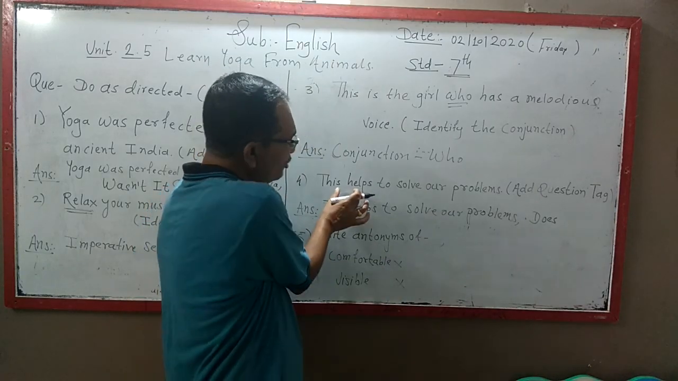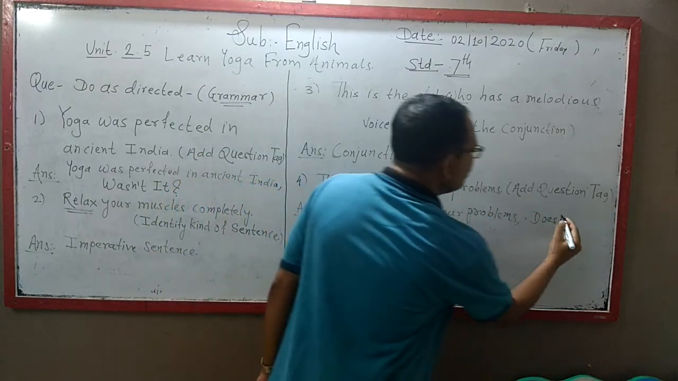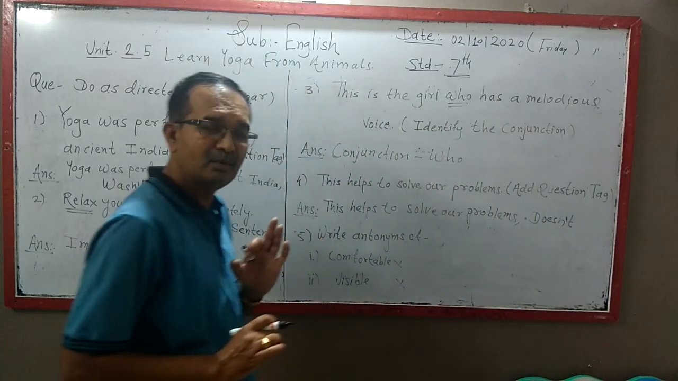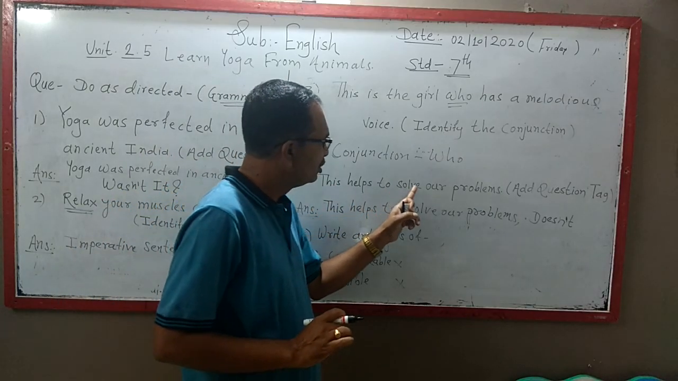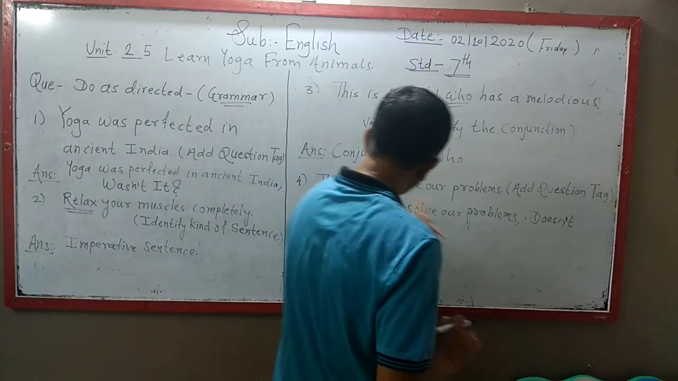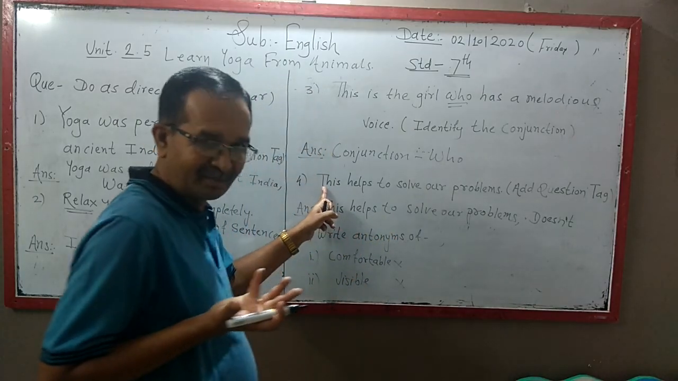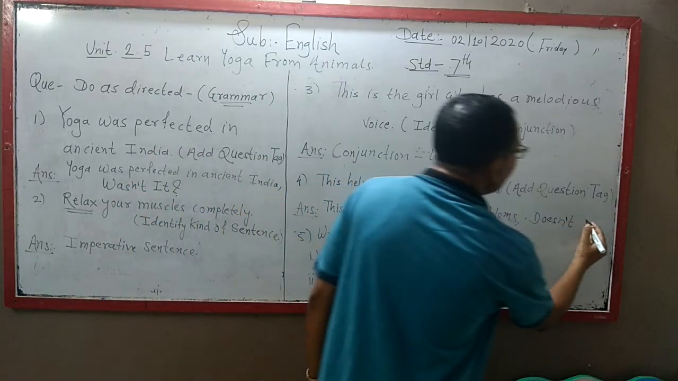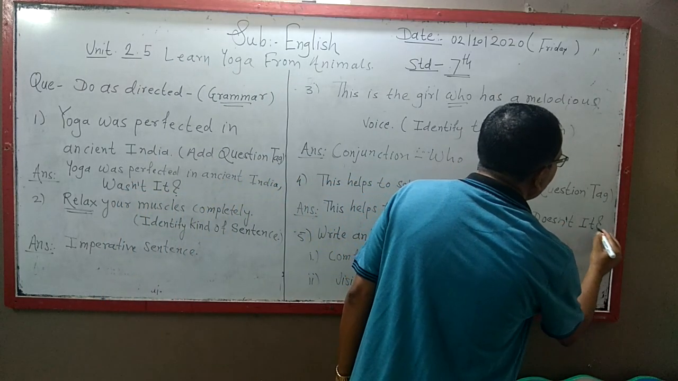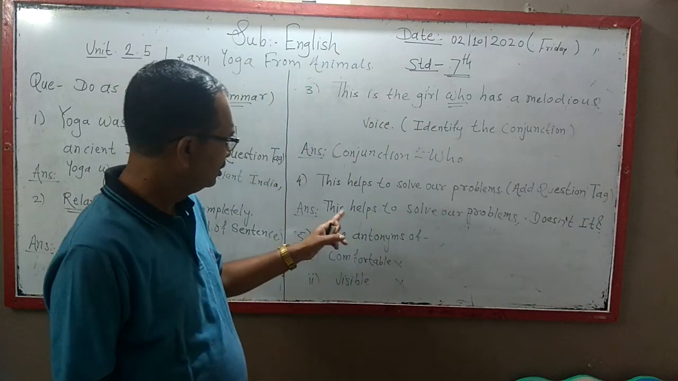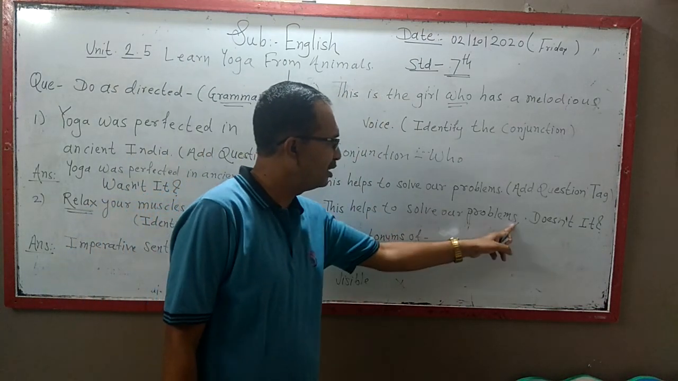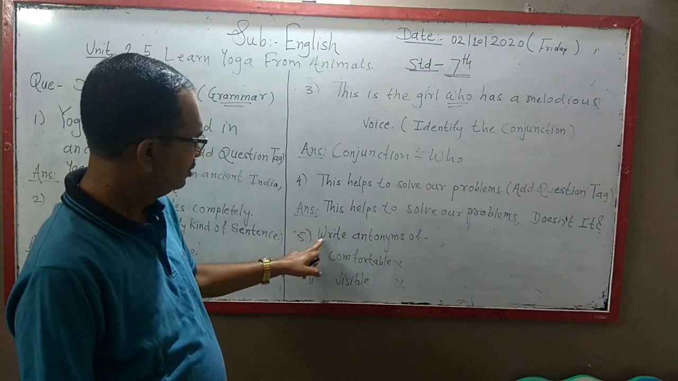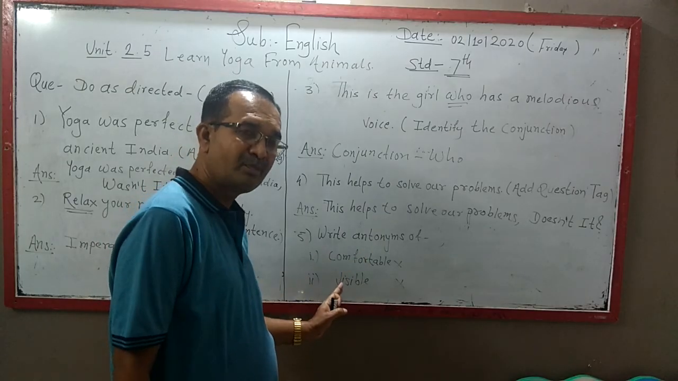But the sentence is an affirmative sentence, so I have to use not, doesn't. Why doesn't? Because the sentence is affirmative. So, this helps to solve our problems. Doesn't, this is which pronoun? Demonstrative pronoun. But we cannot touch it, so I have to use it here. So what will the question tag be? This helps to solve our problems, comma, doesn't it? Understood?